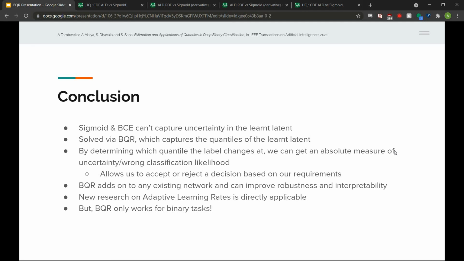BQR is able to add on to any additional network that exists and at pretty much no additional computation overhead. It's just a matter of introducing n neurons for the n different quantiles that you want to generate. And you can use BQR to improve the robustness and interpretability of your models at next to no extra cost. The new research that's being done on adaptive learning rates with Lipschitz constants is directly applicable to speed things up. But unfortunately, BQR is only applicable right now for binary tasks.